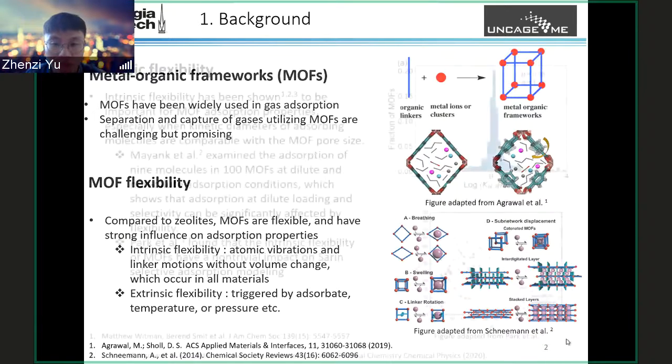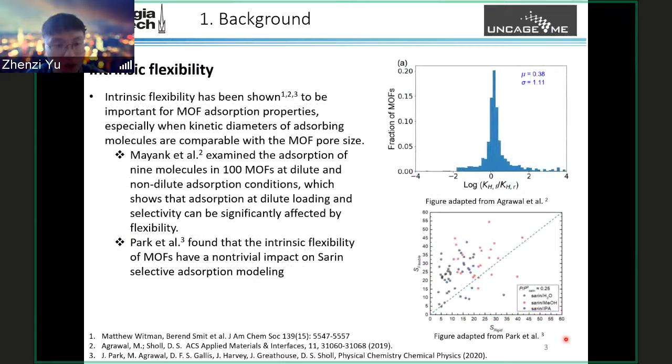However, this study will focus our research on the intrinsic flexibility. The intrinsic flexibility is less discussed, but it has been shown to be important for MOF absorption properties, especially when the kinetic diameter of absorption molecules is comparable with the MOF pore size. So Myung and his co-workers examined absorption of 9 molecules in 100 MOFs at dilute and non-dilute absorption conditions, which showed that absorption at dilute loadings and selectivities can be significantly affected by flexibility.